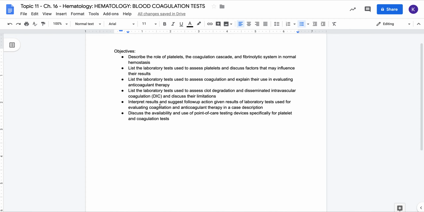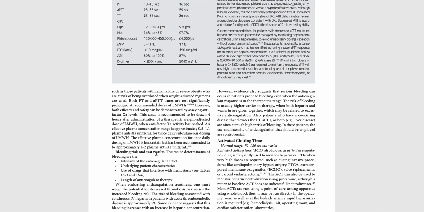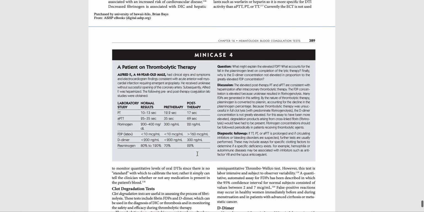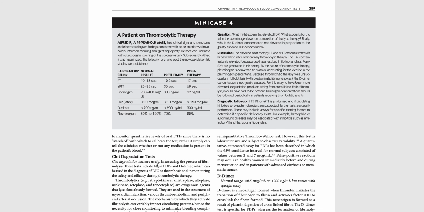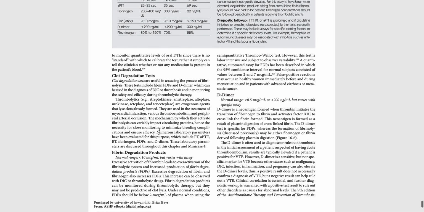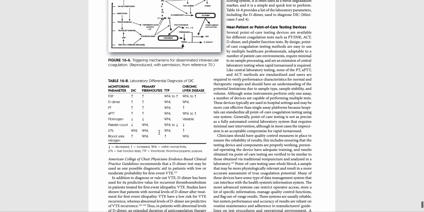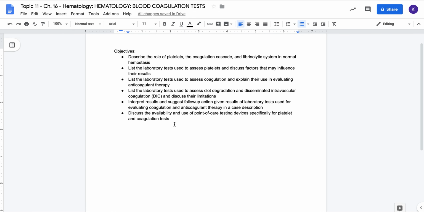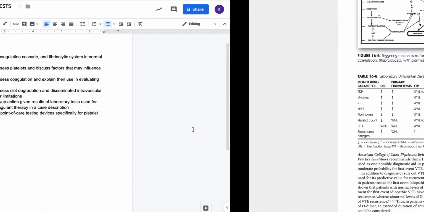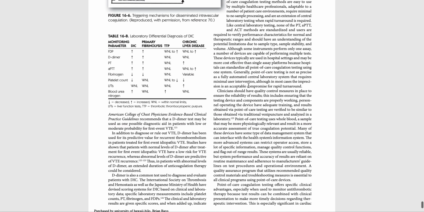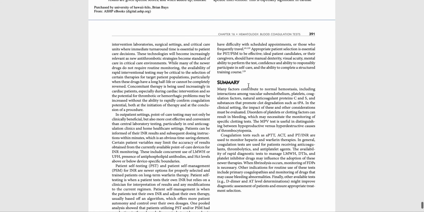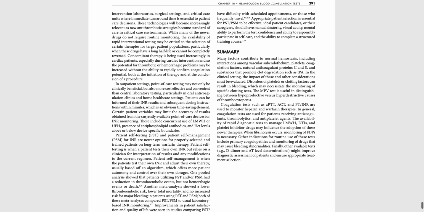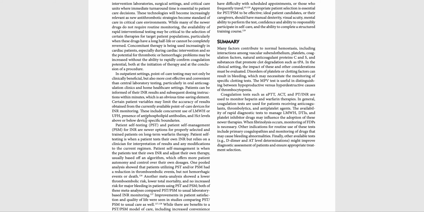Okay, for the second to last objective, interpreting results. More measurements for quiz questions, another case study. Clot degradation tests, D-dimer, fibrin degradation products. All right, point of care testing. That's our very last pointer that we look for. Intervention laboratories. So by doing this method, we basically outline the areas we need to focus on.